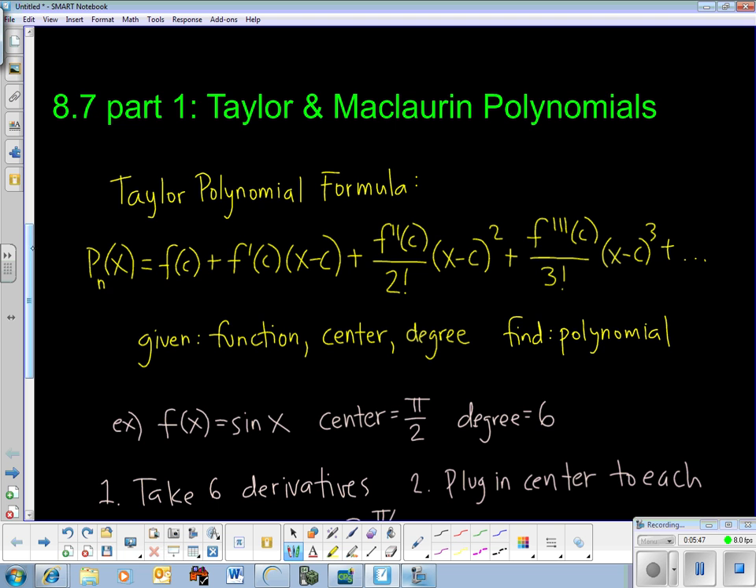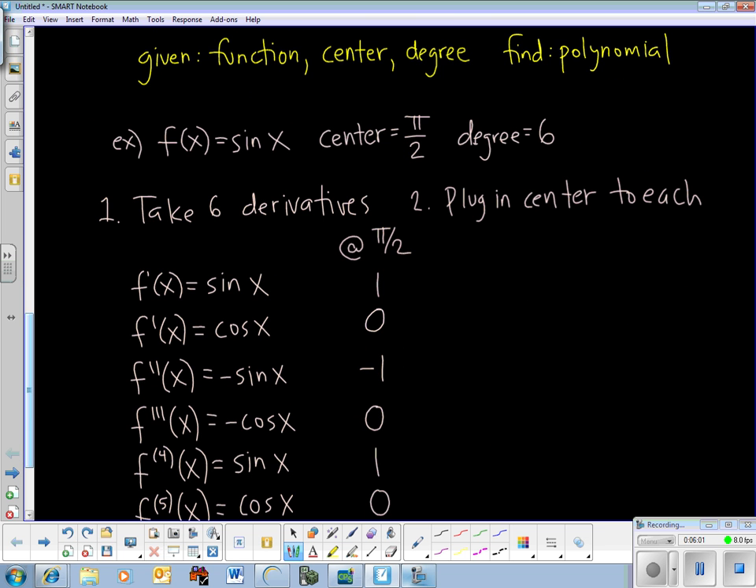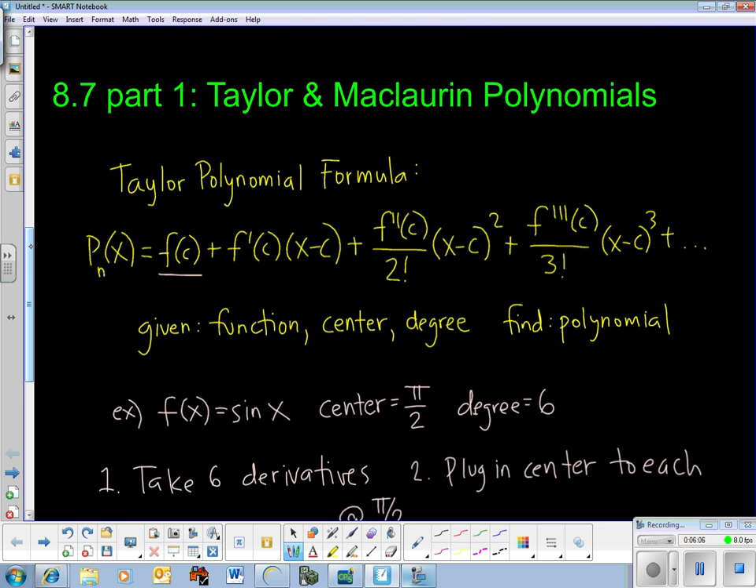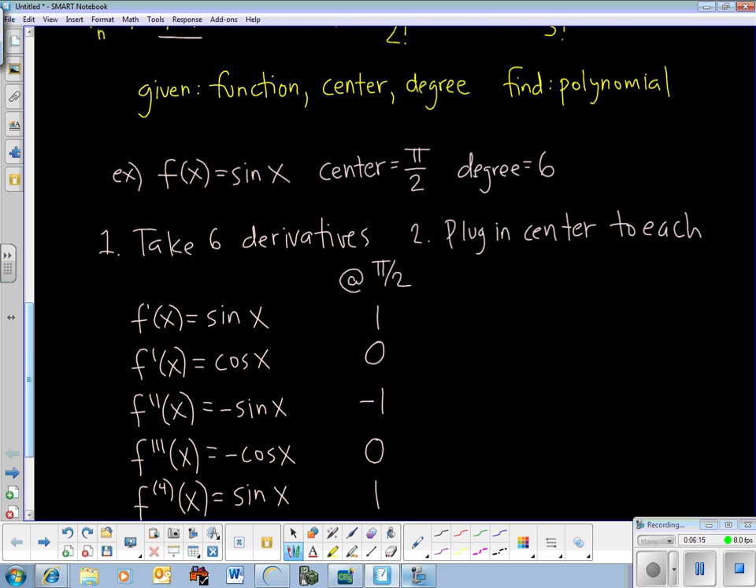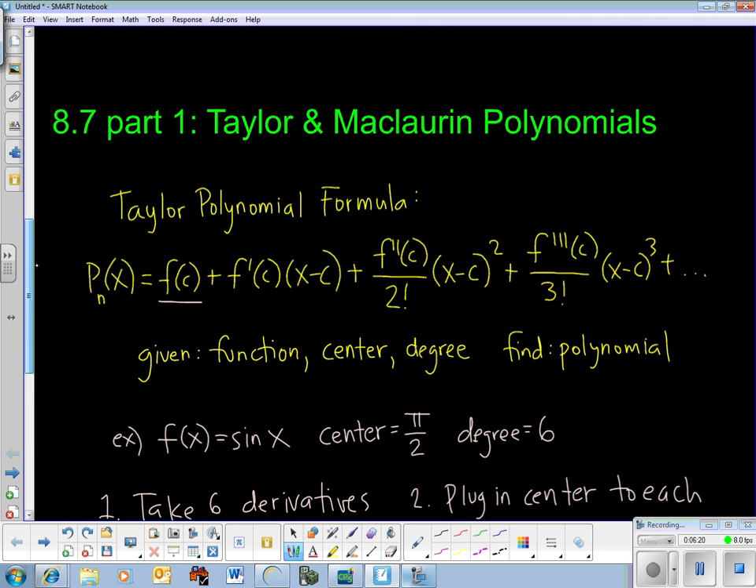The Taylor polynomial for the function sine at the center, which is c in this formula, of pi over 2. My first term is the function evaluated at pi over 2. Well, I just found that. It's right here. Okay? Function evaluated at pi over 2. My next term is the first derivative evaluated at pi over 2 times x minus pi over 2. Well, that one happens to just completely wipe out because my first derivative is cosine, which has a value of 0, so that term's going to completely disappear.